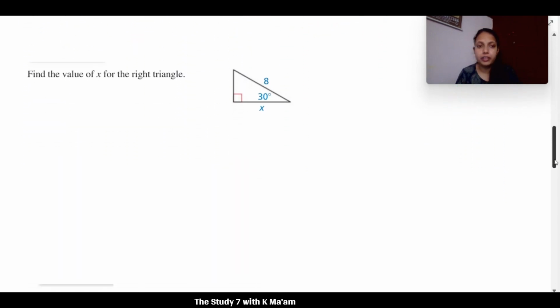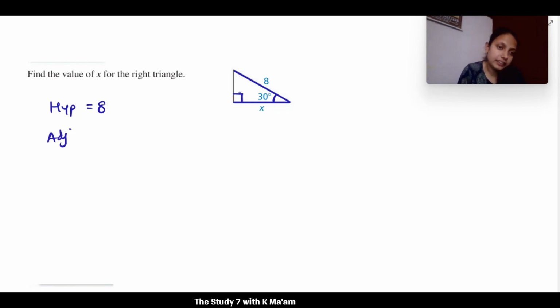Next. Find the value of x from the right triangle. If you observe carefully, what is given? Hypotenuse is given. The question is talking about this side. If this is the angle, this is the 90 degree and this x is adjacent. So adjacent is x. Theta angle is 30 degrees.